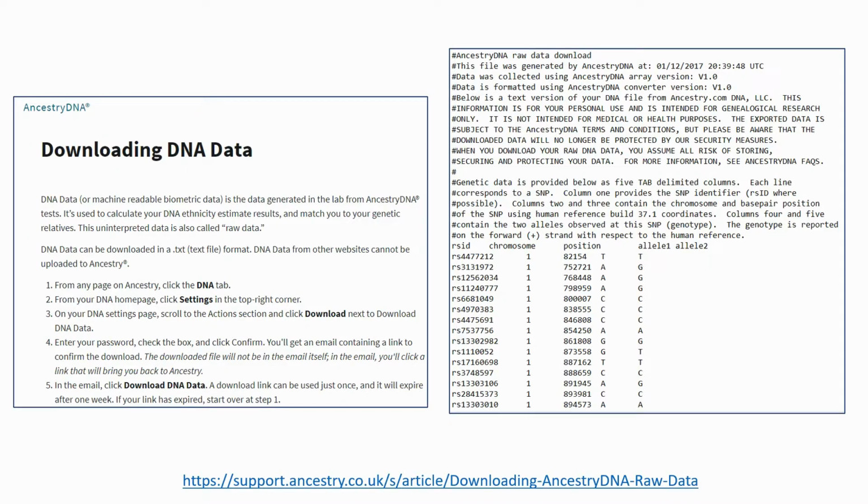Now, the first thing that you are likely to need if you are going to be using your data with some of the third-party tools is to download your raw data. And if you have uploaded your results to the other testing sites, this is something you'll already be familiar with. And when you do get the data, you will find that you get this text file with a list of all the positions that have been tested in your genome and what the DNA letter is for those positions. So that is the file that you will generally have to upload to most of these third-party websites to make more out of your raw data.